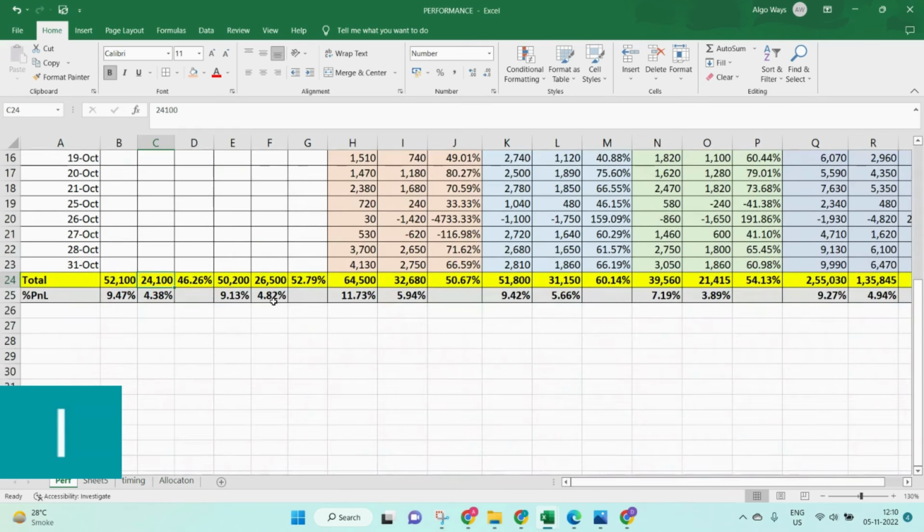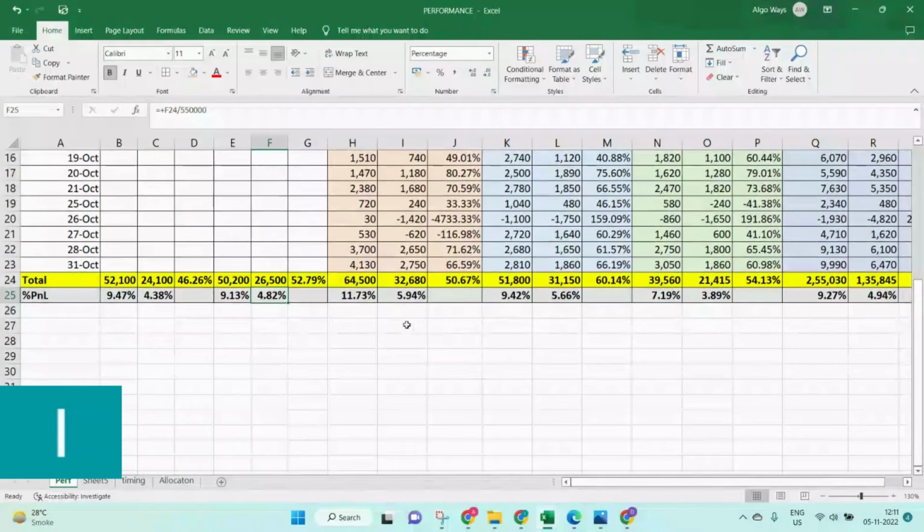Now, strategy 2 has given around the same results, 50,000, but it is slightly better in terms of net result, 26,000. So 52% is the live auto result of paper trading in this case, which also is good, around 4.82% live auto result.